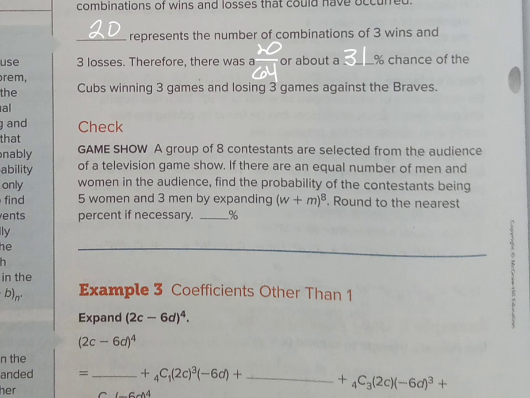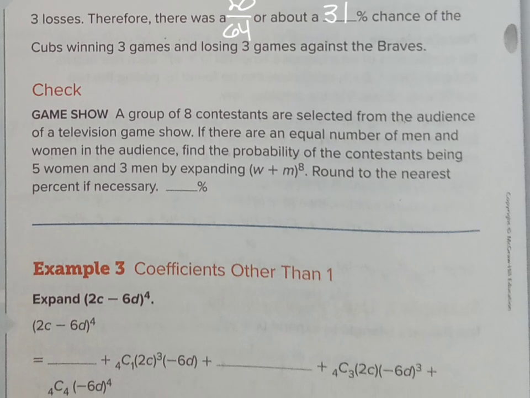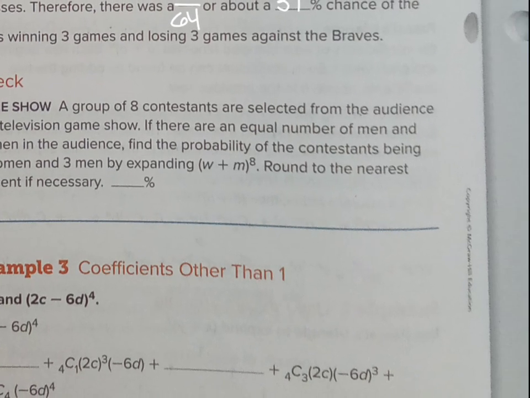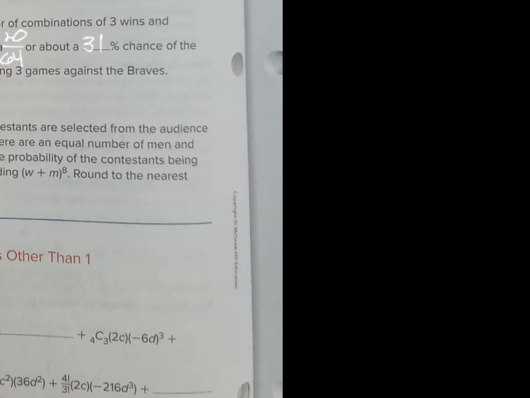So a group of 8 contestants are selected from the audience of a television game show. If there are an equal number of men and women in the audience, find the probability of the contestants being 5 women, 3 men by expanding W plus M to the 8th. The 8th is the amount of people that are pulling out of the audience, okay? All right, so that's what we've got to start with. W plus M to the 8th.